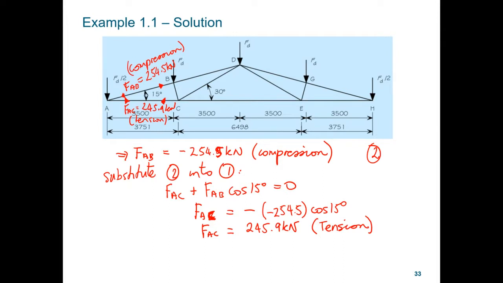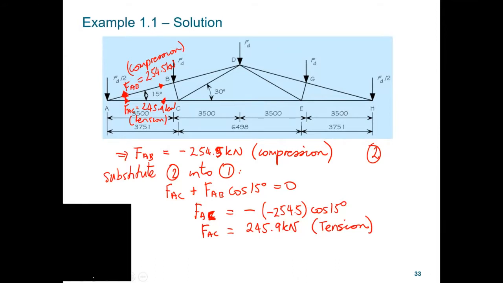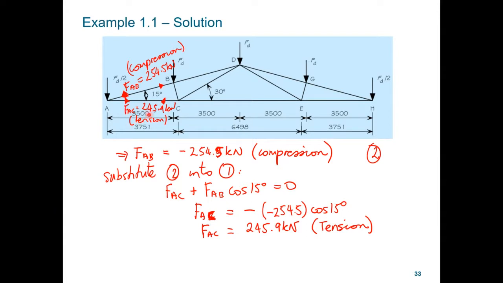Okay, so we've got a tension member and a compression member in there. So now we have the forces in those members, and then we can design the members. Effectively, what we would do now, like what we've been asked to do in the question, I'm not going to go through it all here, we can do this another time, is that we have a member at the bottom that is in tension.